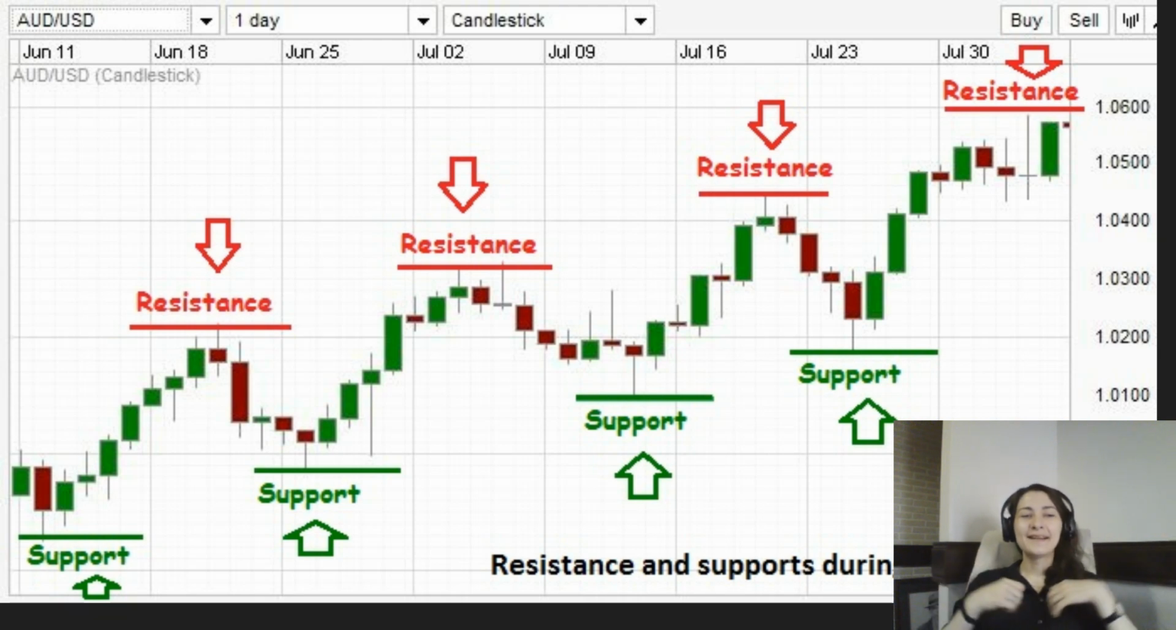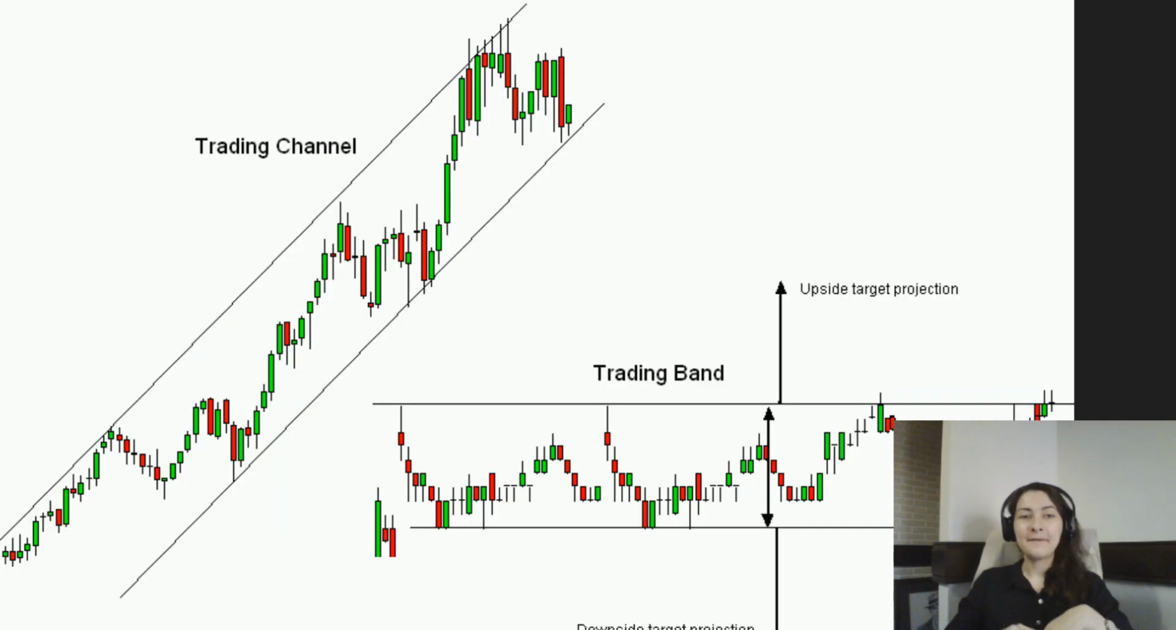Okay, so these resistance and support levels, if you draw a line to connect them, make a sort of a channel. This channel basically is the trend. Channels, just as trends, can be up or down trends or channels.